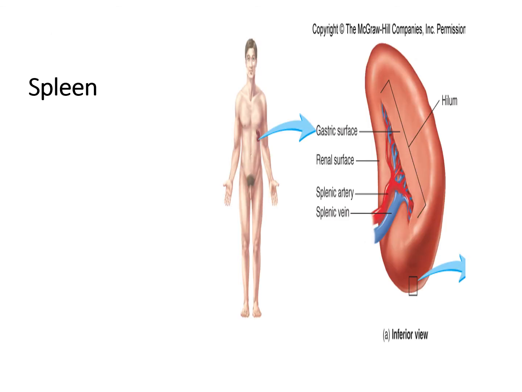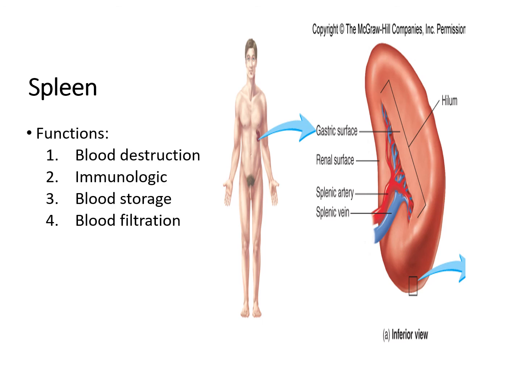Then the next is the spleen. It's a lymphatic organ. So what does it do? Primarily, it is for the destruction of blood. I hope you know that every 120 days, the blood cells will actually die. If they die, where will they go? They will go here into the spleen. So it's an immunologic phenomenon.